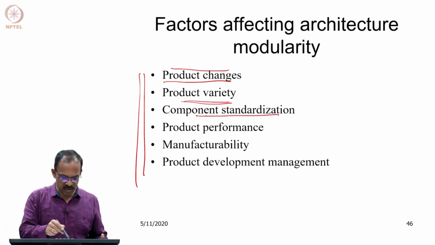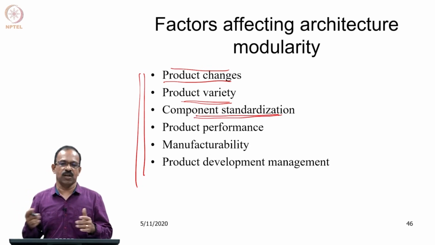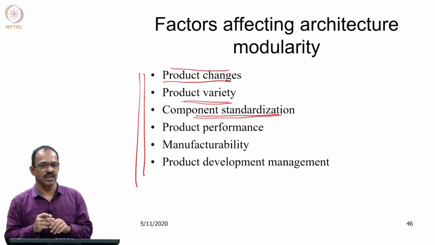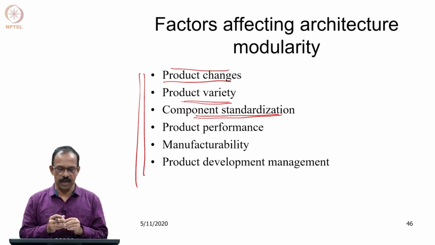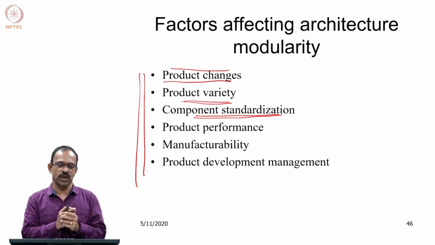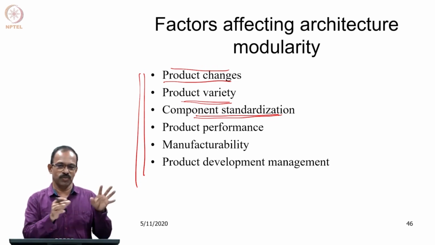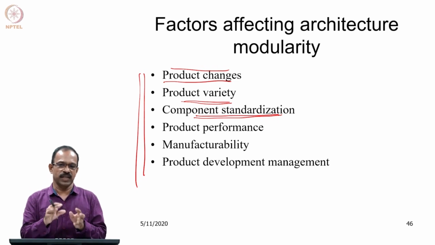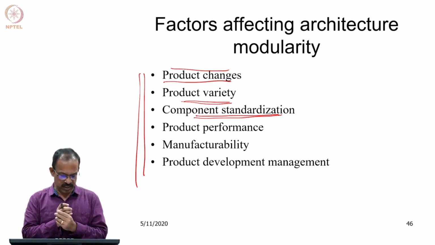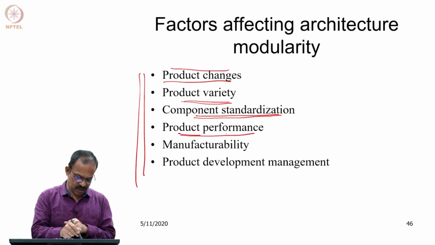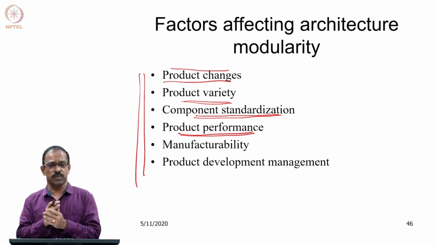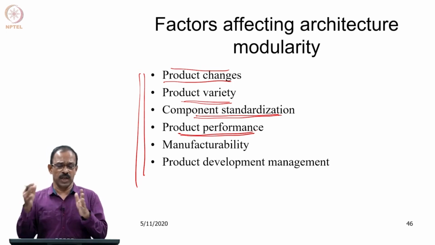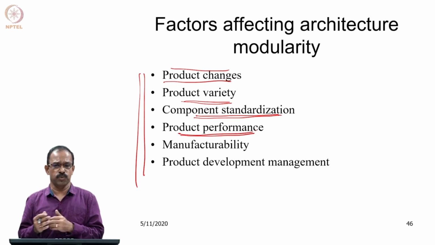Similarly, the standardization of components. Suppose there are some standard components available for particular functions, then you can buy those standard elements, or develop the standardized components and use them. In that case you do not have much of an option, you have to use those standard modules and then develop the product. And then of course, the performance, because the performance of integral architecture and modular architecture may not be the same, depending on the number of modules and the interfaces that you need to provide.